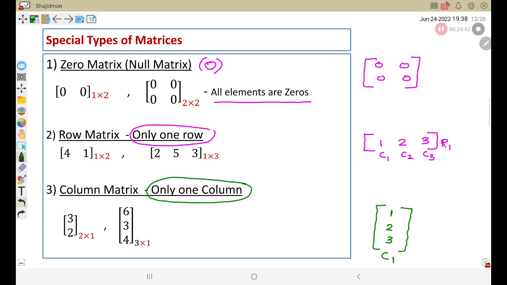Okay, only one column. But how many rows are there here? It is row number 1, row number 2 and row number 3, correct? 3 rows are there, but only one column. So any matrix we can write the example like this, only one column, but how many rows, no problem. So this is the meaning of the column matrix. So we discussed zero matrix, row matrix and column matrix.